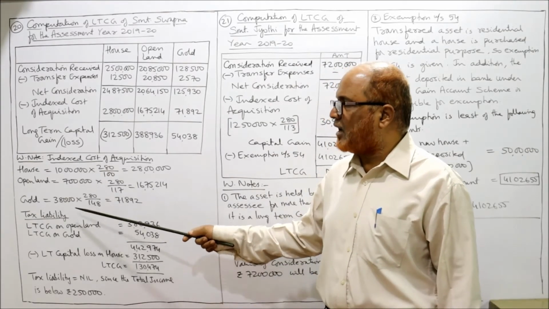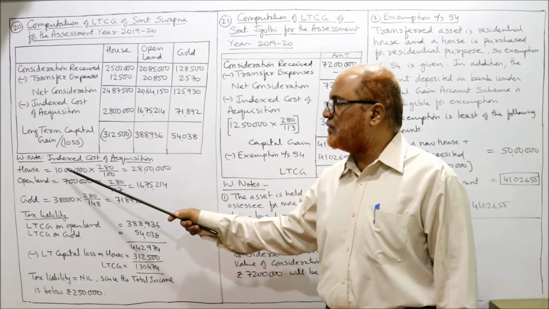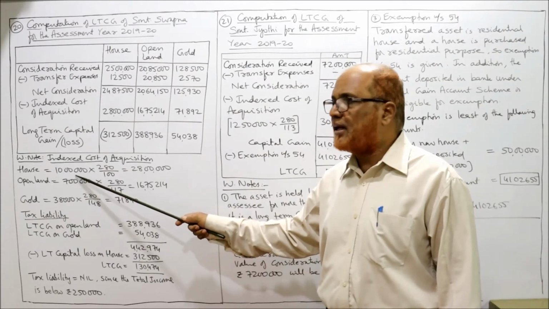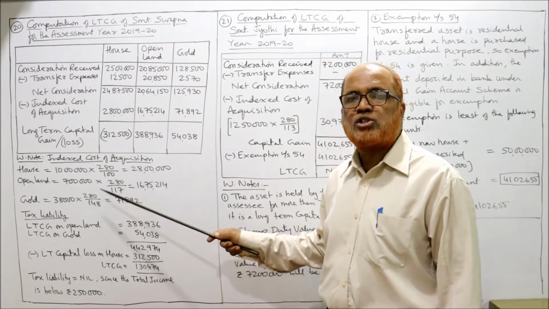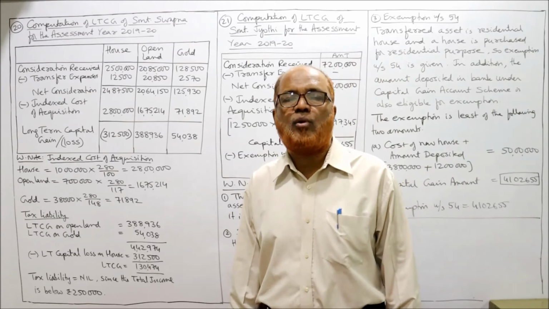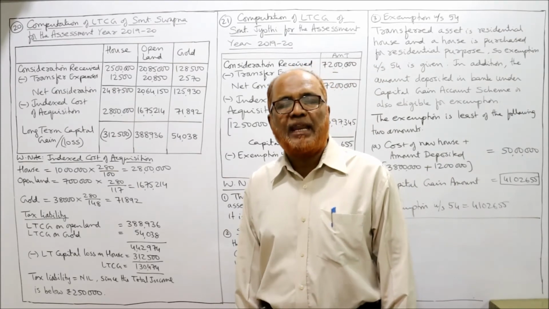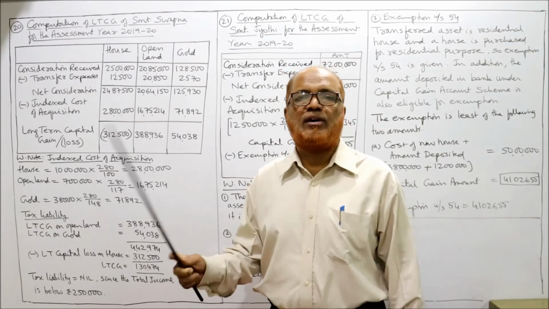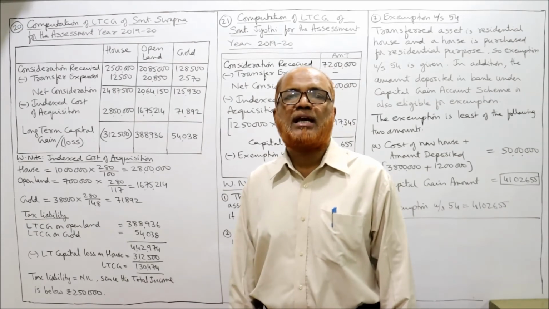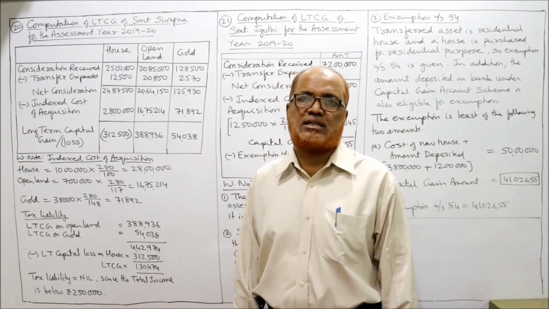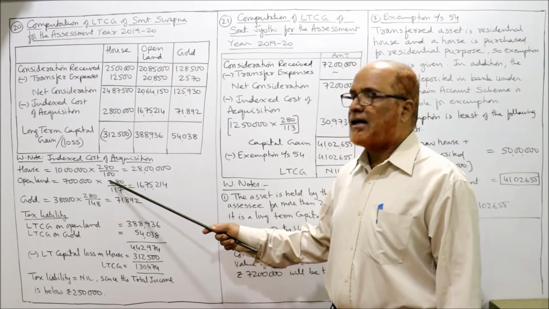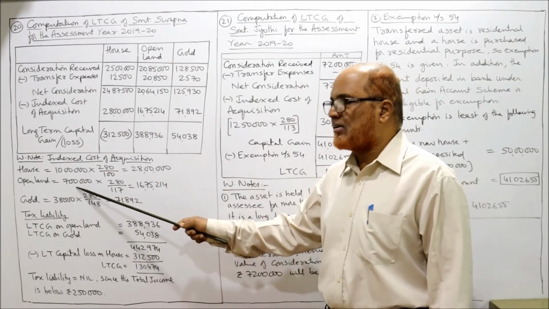Here I have calculated for the house. The purchase price of the house was 10 lakh. The current year index is 280 and it was purchased before 1/4/2001. When any asset is purchased before 1/4/2001, we should take the index as 100.